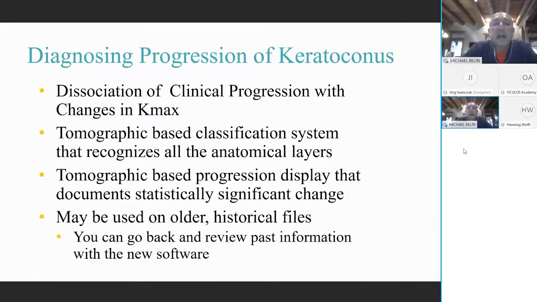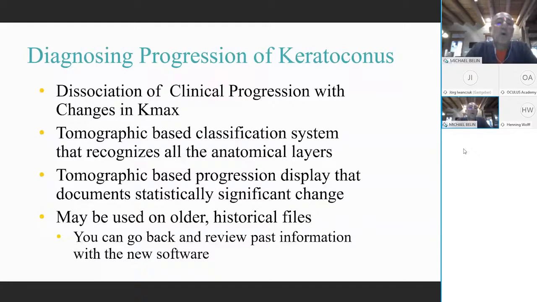So how do we diagnose progression of keratoconus? Well, we recognize that there's a dissociation of the clinical progression with changes in Kmax. I think everyone now in the field, at any meeting, recognizes that Kmax really is a terrible parameter. Yet, that's what most people use, and unfortunately, a lot of the insurance companies or health plans or national health services mandate that we document changes in Kmax. I can tell you that there are a number of studies ongoing now that no longer utilize Kmax. I think people recognize it really is not the optimal parameter.